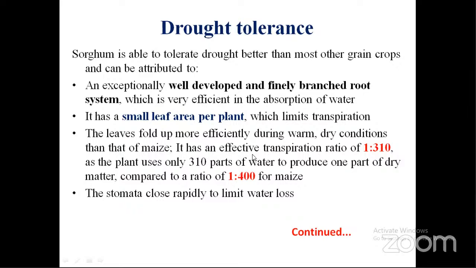And here we can see the transpiration ratio. The transpiration ratio of sorghum is 1 is to 310, but for maize it is 1 is to 400. That means for producing 1 part of dry matter, sorghum needs 310 parts of water. But for maize, for producing 1 part of dry matter, it needs 400 parts of water. So compared to maize, sorghum needs a lesser amount of water to produce dry matter. That's why it can survive in dryland areas also.